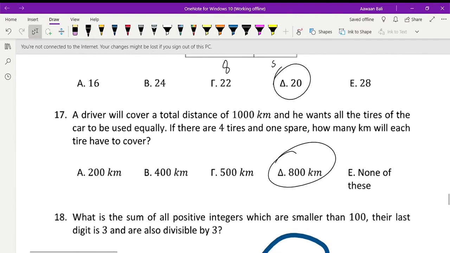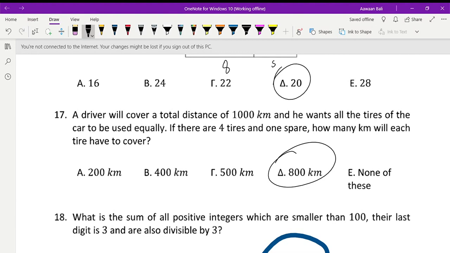Now, a driver will cover a total distance of 1,000 kilometers, and he wants all the tires of the car to be used equally. If there are 4 tires and 1 spare, how many kilometers will each tire have to cover? Now let's think. Now he has 5 tires, 4 normal tires and a spare one. Now let's just say he didn't have the spare tire, he just has 4 tires only.